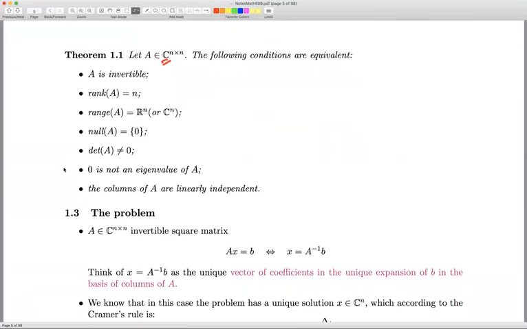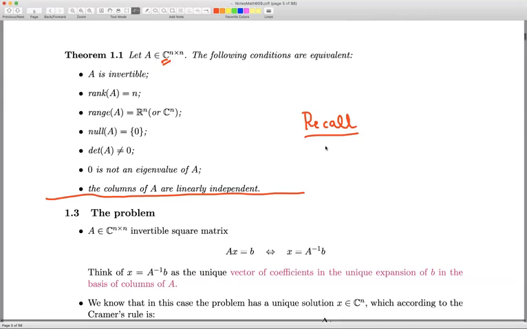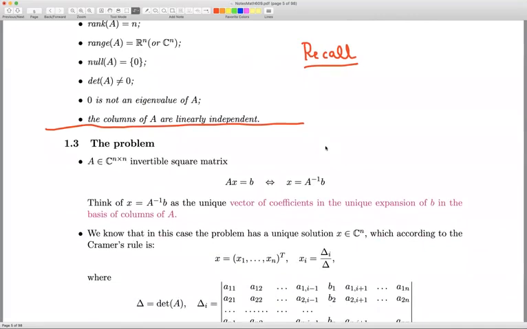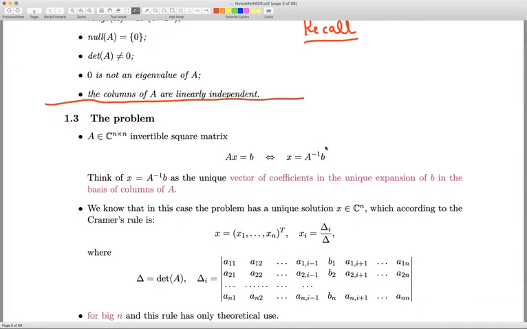Okay, so this part up to here was a recollection of what we need to know from linear algebra in order to continue further. Of course, once we go more into detail, if we need some more terminology, then we will introduce it as we go.